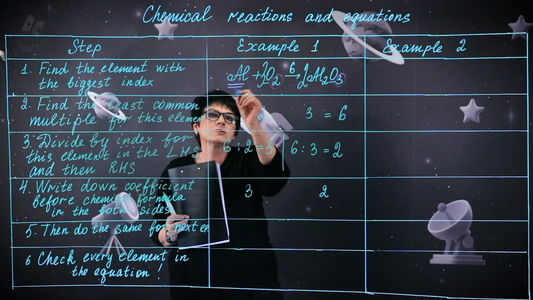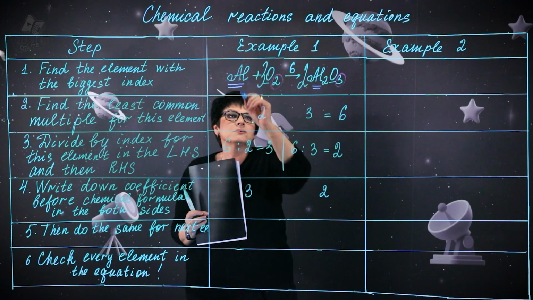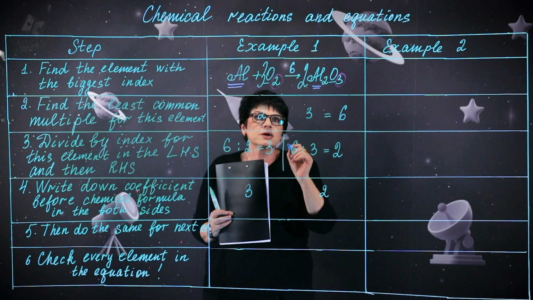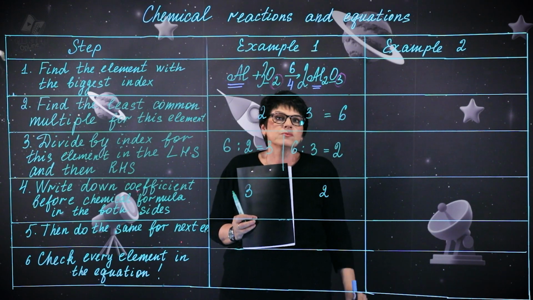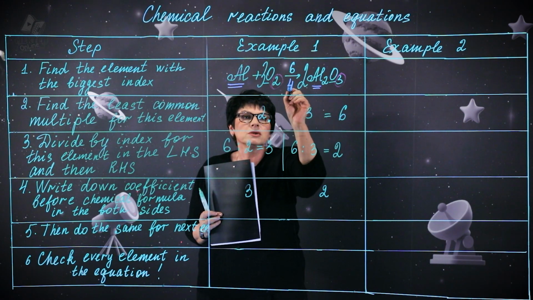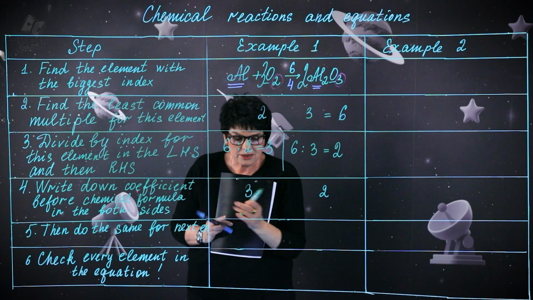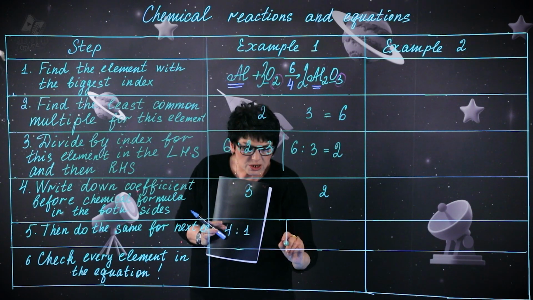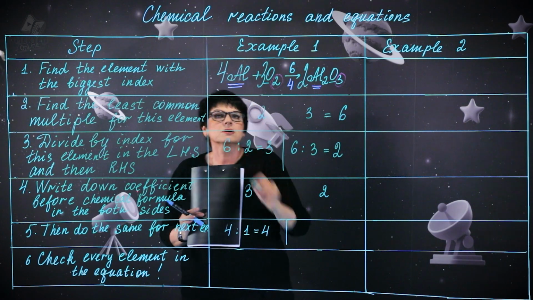The next element is aluminum. For aluminum, the index on the left side is 1, and on the right side it is 2, and the common multiple for aluminum will be 4. Let us write it underneath, as instructed. Now we start dividing the least common multiple. For aluminum on the left, we divide 4 by 1, and the result is 4. We put this 4 in front of aluminum.